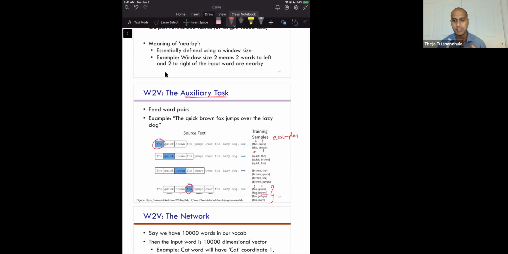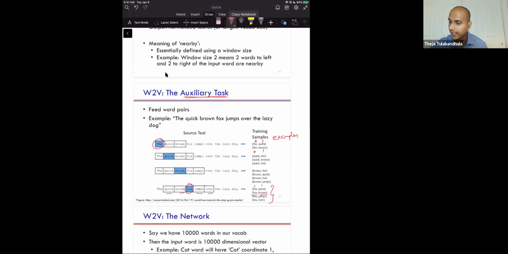And again, Fox needs to predict jumps, and Fox needs to predict over. Okay, so those are the training examples related to the word Fox for this sentence. And Fox could appear in another sentence somewhere else, and that will have its own nearby words, and Fox should predict all these nearby words in that other sentence. Okay, so that's the task.